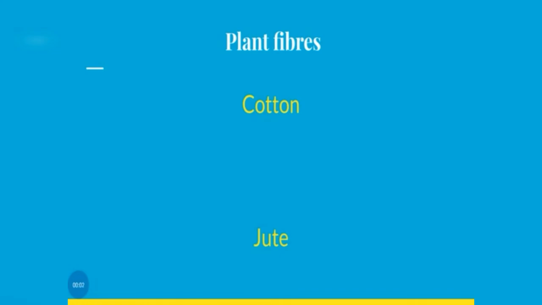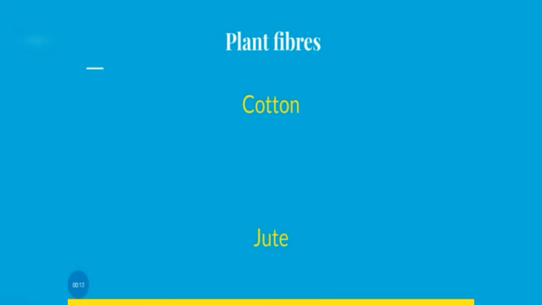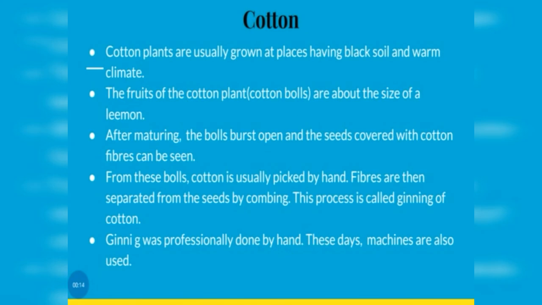Now, we are going to learn about some plant fibers. Cotton and jute are plant fibers. We are going to learn about them. First one is cotton. Cotton wool is used for filling mattresses, pillows, etc. Where does this cotton wool come from?